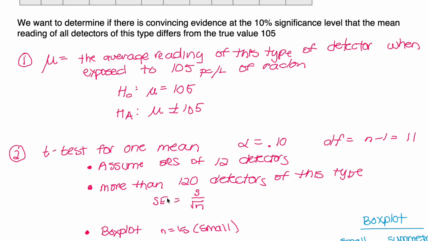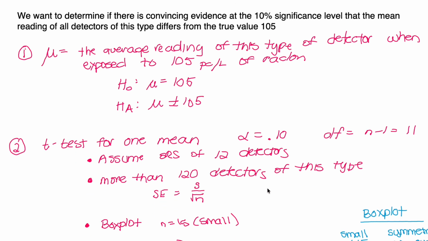Second condition, more than 120 detectors of this type. This is the 10% rule, which is we have to make sure the sample size is less than 10% of the total population. So the standard error is going to be s divided by square root of n. You have to include that in this condition right here.